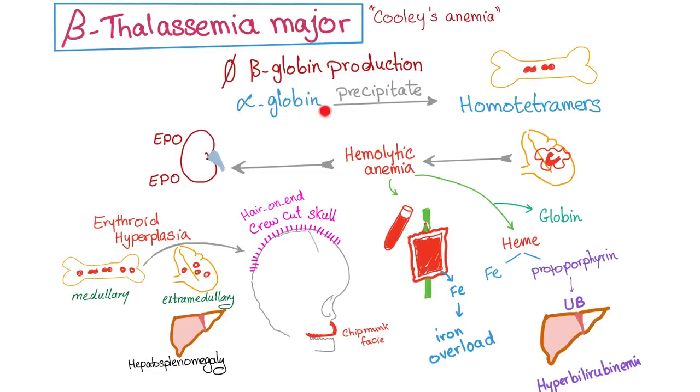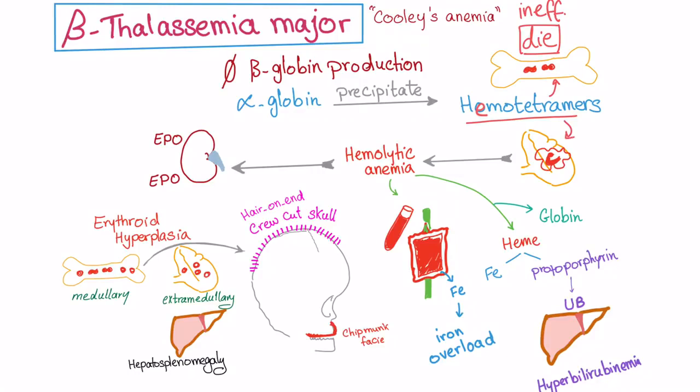So what else do we have other than the beta? Alpha. Alpha globin will form and precipitate, forming hemotetramers, and these hemotetramers will lead to two things. First, in the bone marrow, the RBCs containing the hemotetramers will die earlier before being released. Why? They are not healthy. They cannot survive, so they die. This is called ineffective erythropoiesis, as you know.